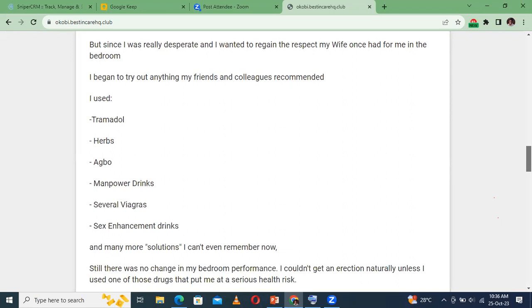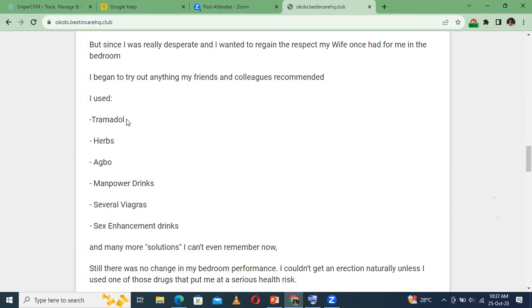Please, this is an old copy, so don't call names of medicines. You can say sexual enhancement drinks. You can say manpower. You can say agbo. You can say herbs. You can say all these other things that are broad. Do you understand?